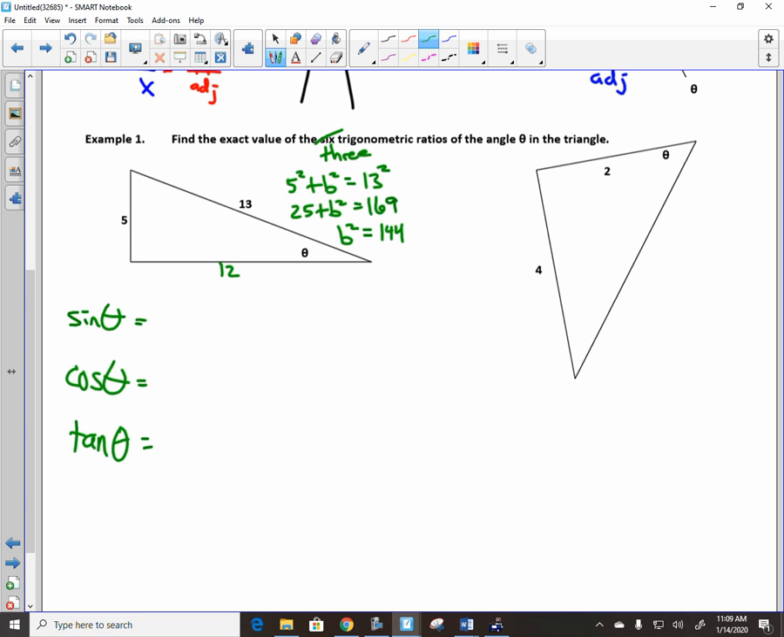Iconic. Thank you. So therefore, what is the sine of theta as a ratio? Opposite over hypotenuse. 5/13, right? What is cosine? 12/13, and tangent 5/12. And there you have it. Please do the same thing for the next example. A little bit trickier. Go ahead.